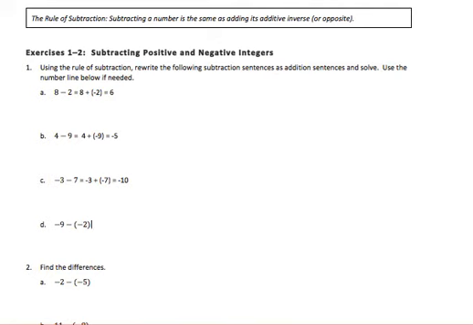And then in question D, we would rewrite it as -9 plus 2. Because the additive inverse of -2 is +2. We change this to addition, remember? And we are adding the additive inverse. This is when it gets a little tricky sometimes. -9 plus 2 is -7.